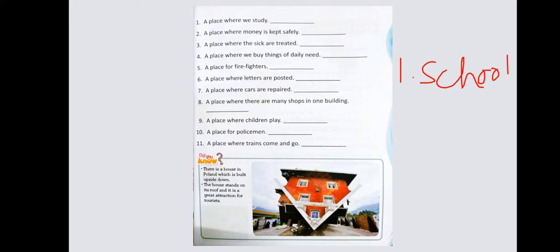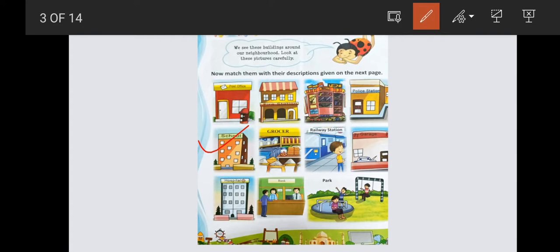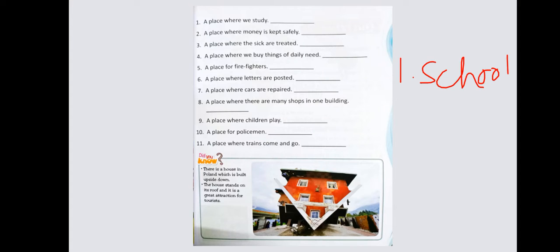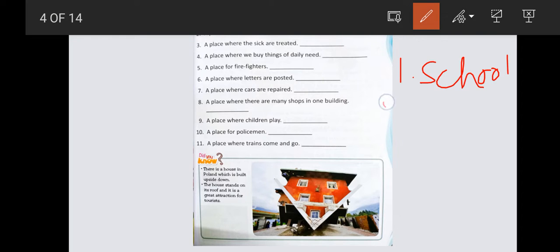Again, read the description. Number two, a place where money is kept safely. Look at the pictures of the previous page. So, money is kept safely in bank. Where is bank? This is the picture of bank. So, you know, now you have to write bank. B-A-N-K, bank.